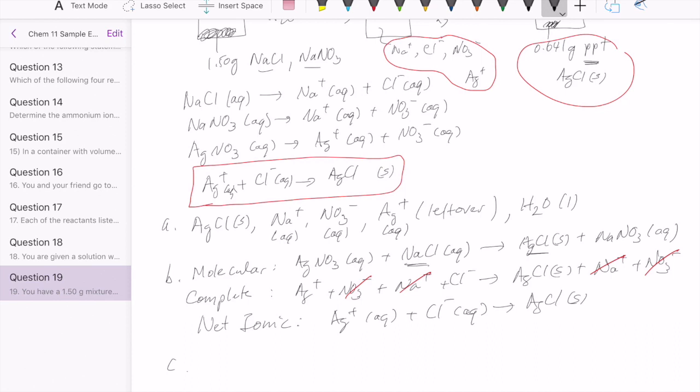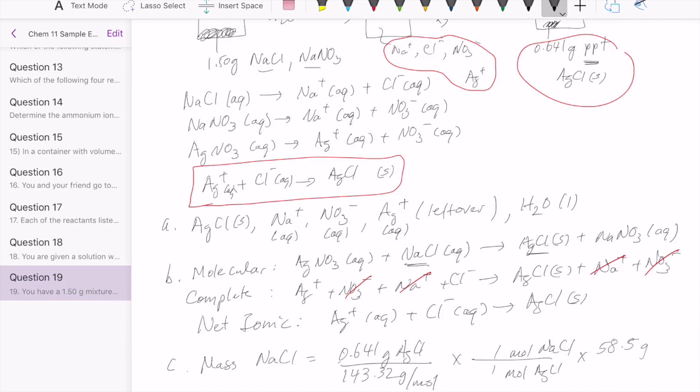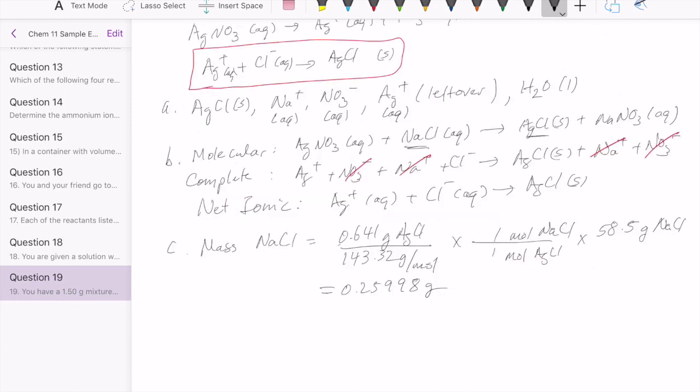So we would just say the mass of sodium chloride is going to be, start with the mass of silver chloride divided by its molar mass, which is 143.32. That gives you the number of moles of silver chloride, and then we're going to convert this to number of moles of sodium chloride, and in the reaction that's a 1-to-1 stoichiometry, and then lastly we'll multiply this with the molar mass of NaCl. You end up getting 0.25998 grams, and that's NaCl.